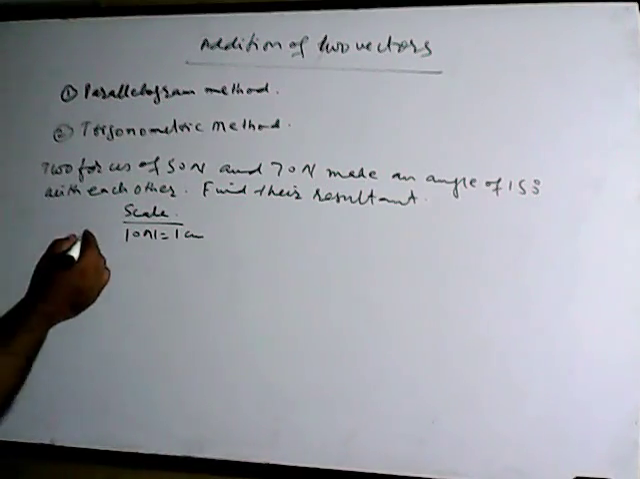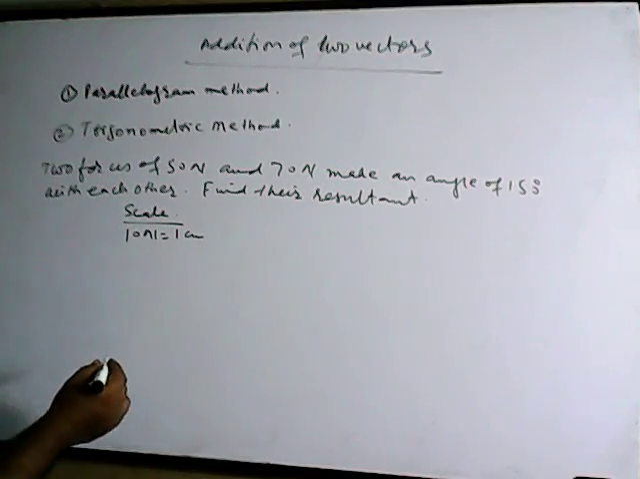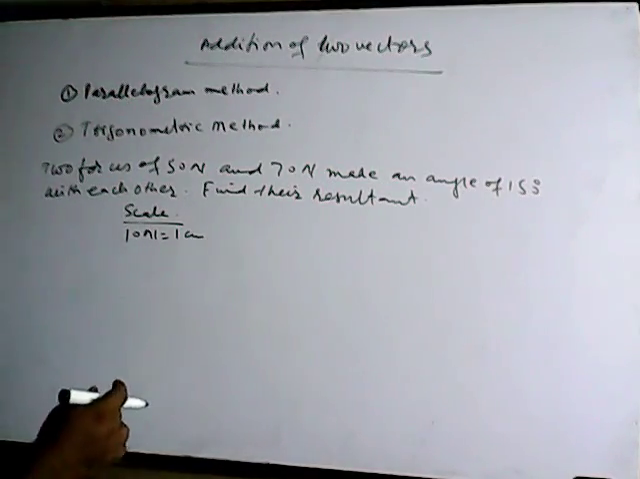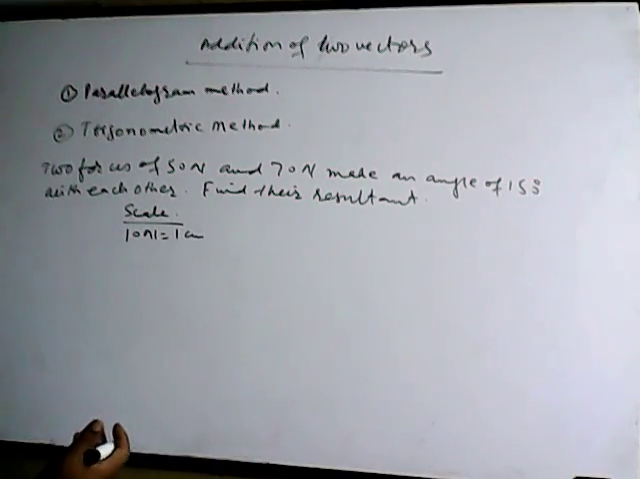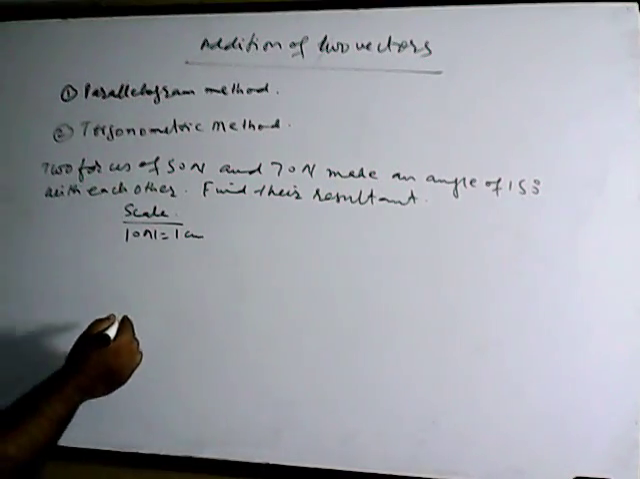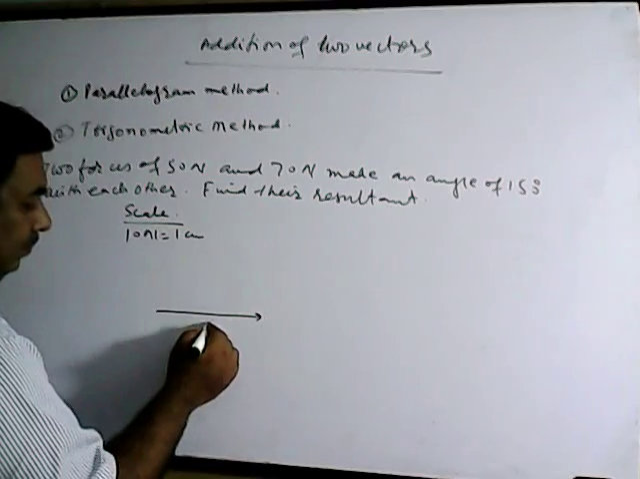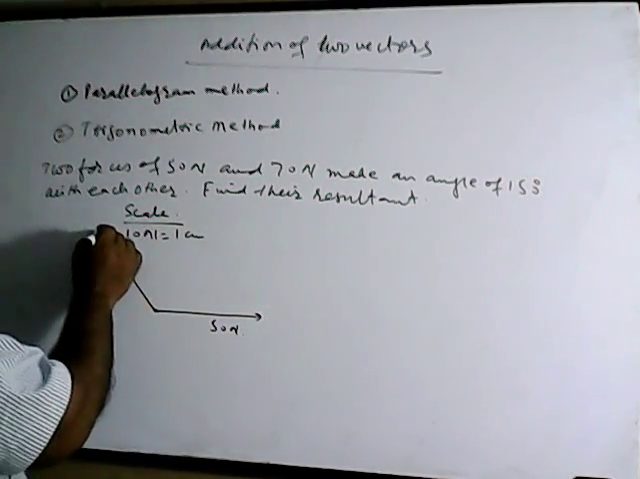I will draw roughly first. For example, the 70 Newton, it's usually a fact that we have the bigger value down. But it's up to you. It doesn't matter whether you are drawing the bigger value or the other value. It is the same thing actually. So suppose I am drawing the 50 Newton downwards, and this is the 70 Newton here.